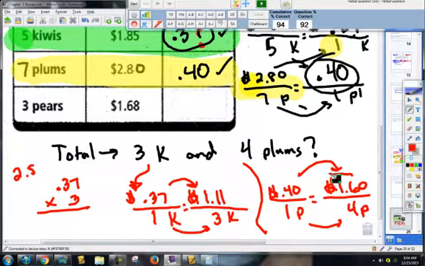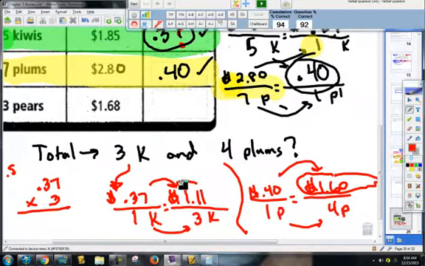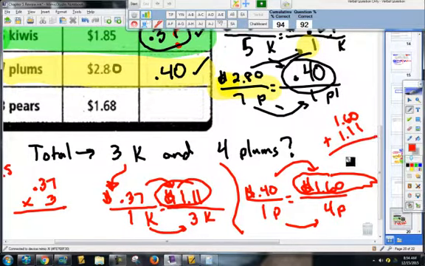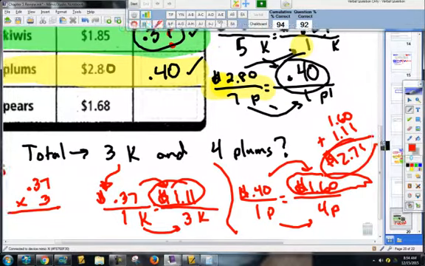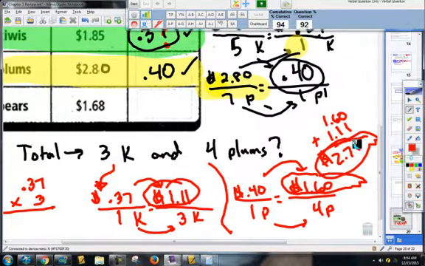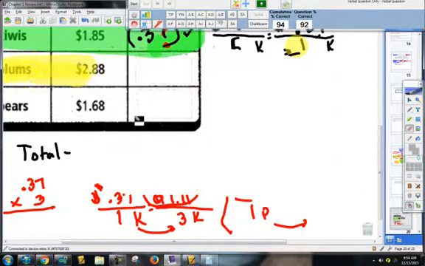Now all I'm doing is adding. And like I said, if you want to go off to the side of your paper and do 160 plus 111 like that, you would get $2.71. But just do me a favor. Please just check it in your calculator tomorrow. Don't miss points because you just added wrong, because you guys are all capable of adding correctly.